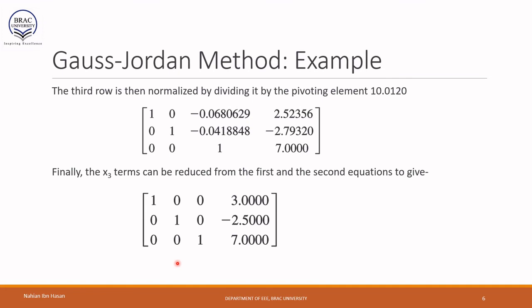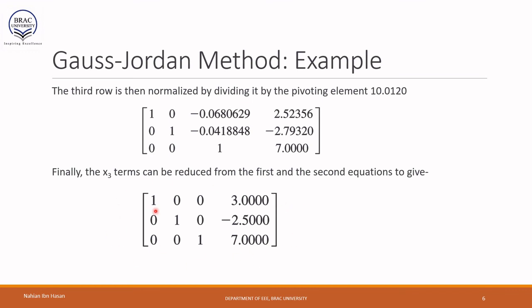Now let's see what we have. We originally had an augmented matrix. Now we have a modified augmented matrix. Look at this. The first three columns are an identity matrix, and this is the modified B constants. If you remember, the first row was x1, x2, x3. Now since these two terms are 0, in the first row we have only the x1 term. That means x1 equals 3. Then here we have x2 equals minus 2.5. Then here we have x3 equals 7. So we have finally got our result x1, x2, x3 directly from the matrix.